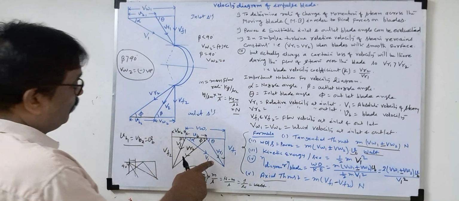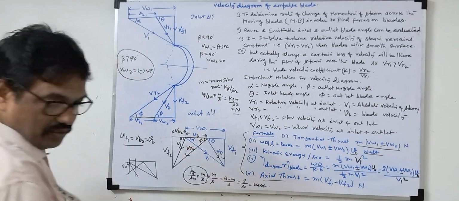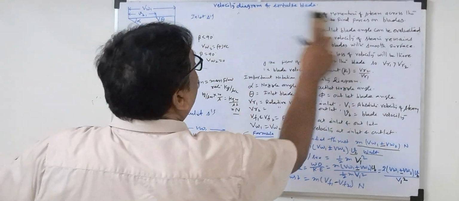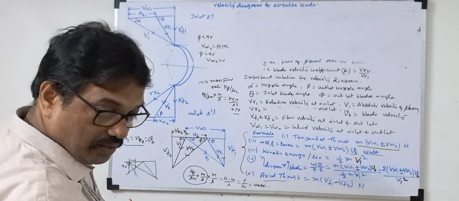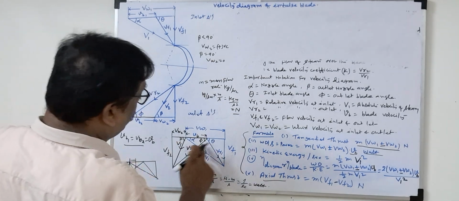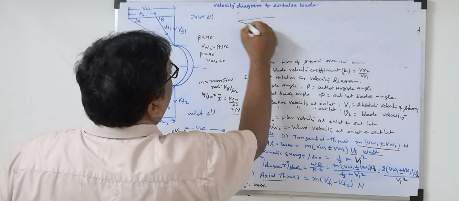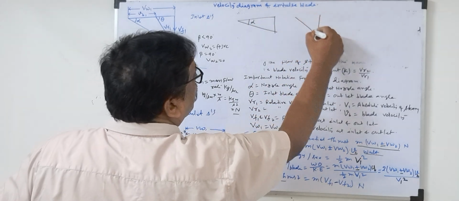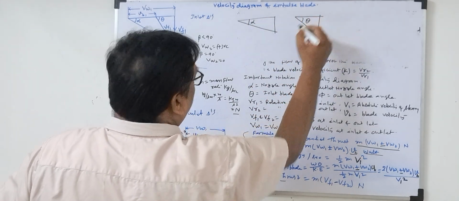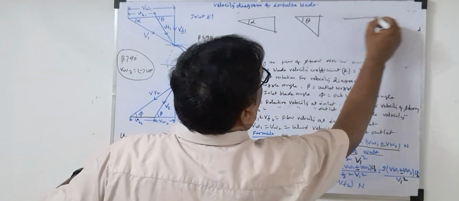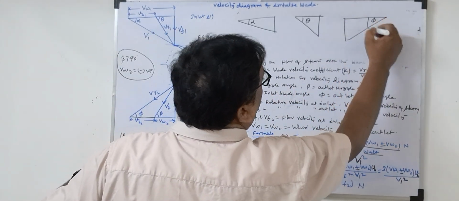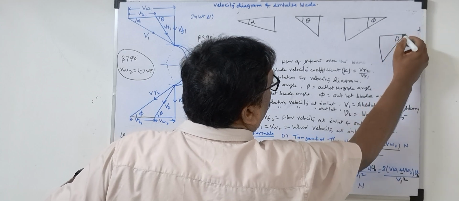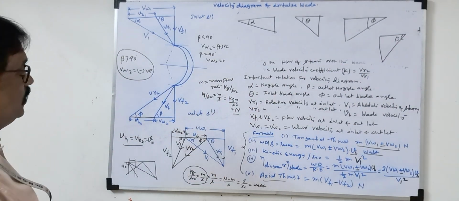See here, in the schematic method, how many triangles will be there? Four triangles. First we take the alpha triangle, then the theta triangle, then the phi triangle, and then the beta triangle. So these four triangles will be taken out from this velocity diagram.